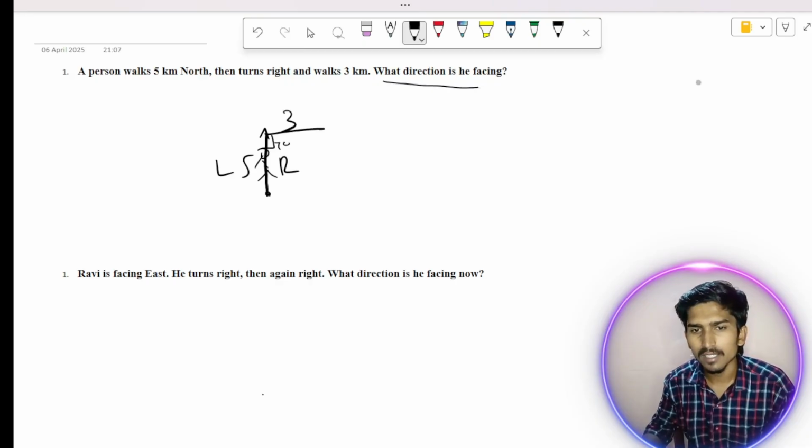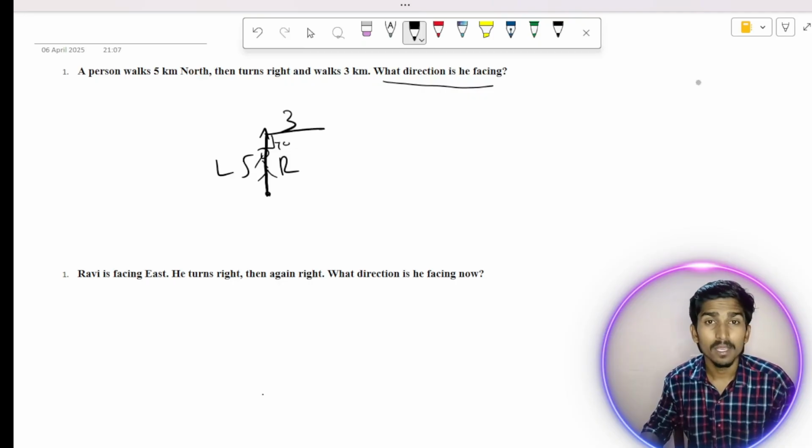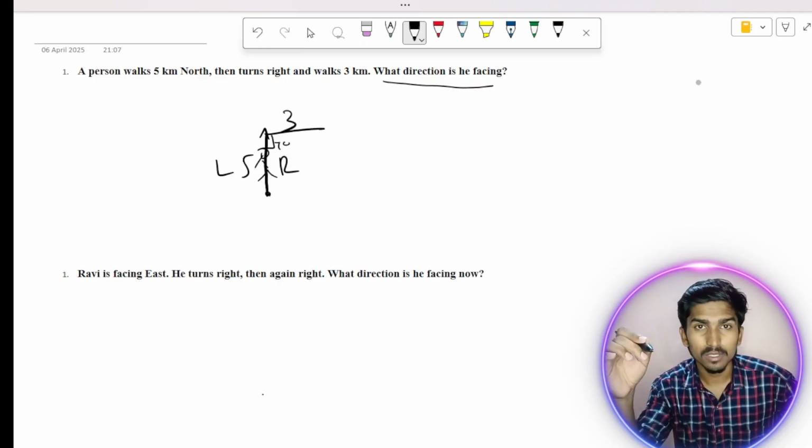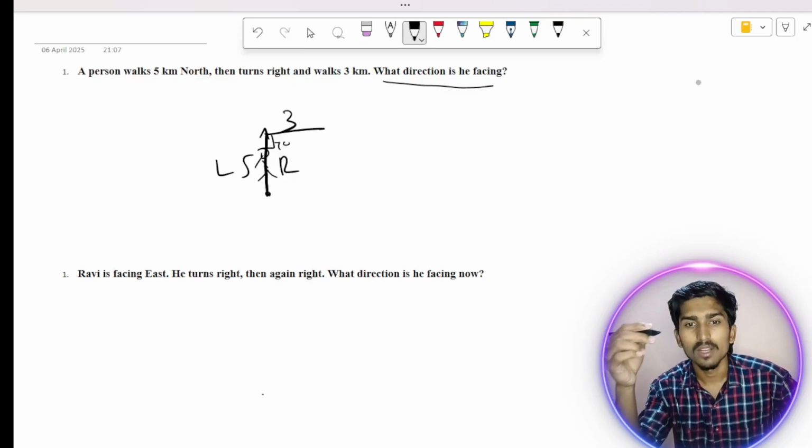See, they are asking just a simple question. First of all, you should understand a question. Okay, if you don't understand the question and if you overthink the question, the answer will become wrong. So first understand a question.